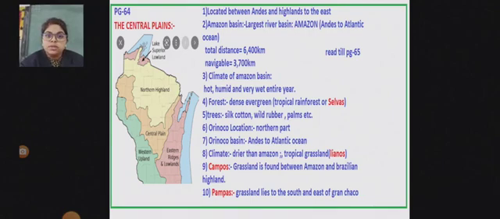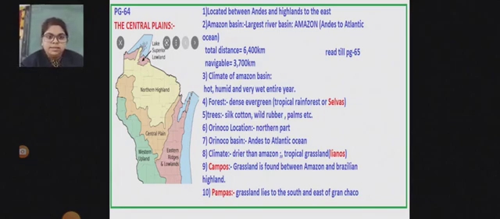Talking about the climate of this Orinoco basin, Amazon was having hot and humid, but in the case of Orinoco, if we compare the same with Amazon, we have a drier climate here. Now question arises, what is the name of the particular grassland which is found here? So the name of the grassland which is available to us in the Orinoco basin is tropical grassland, also known as llanos.